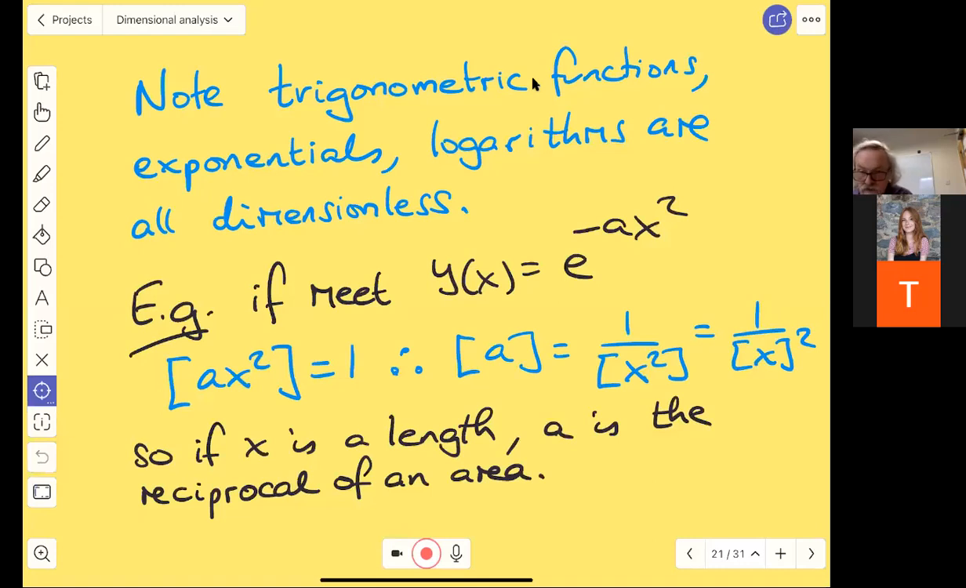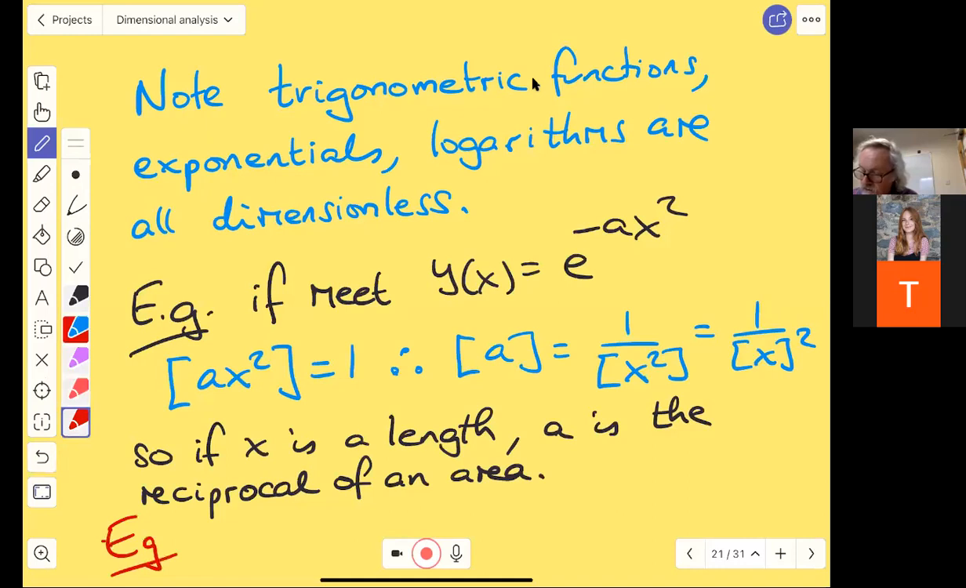And that's an important thing. It really helps you a great deal to understand things. So, for example, if you're seeing something like something is the sine of omega t, know that that combination omega t has got to be dimensionless.